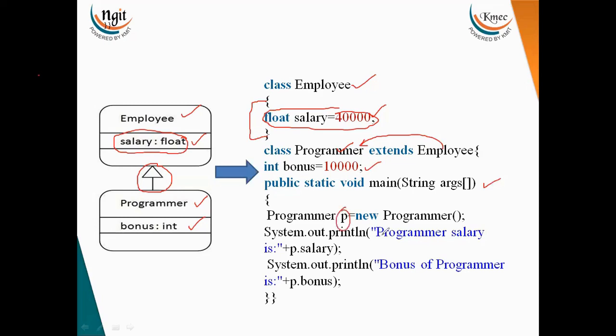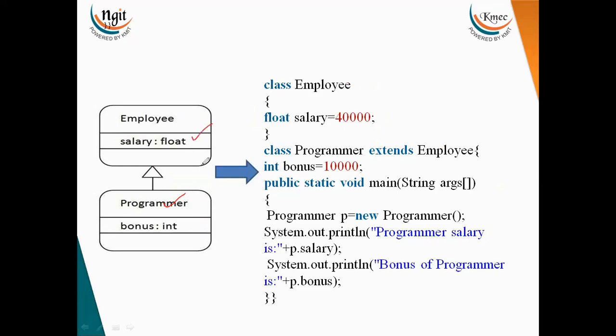Here I am creating an object for the Programmer, because whenever you have a superclass and subclass, we always create the object of the subclass. If you create an object of the subclass, you can access the features of the superclass as well as the subclass. Now I've created an object of the subclass. By using the subclass object, you can access the superclass features as well as the subclass features. Here salary is the superclass feature that you can access in the subclass, and bonus is a subclass property. You can access the subclass property by using the subclass object. So this is how we achieve single inheritance.